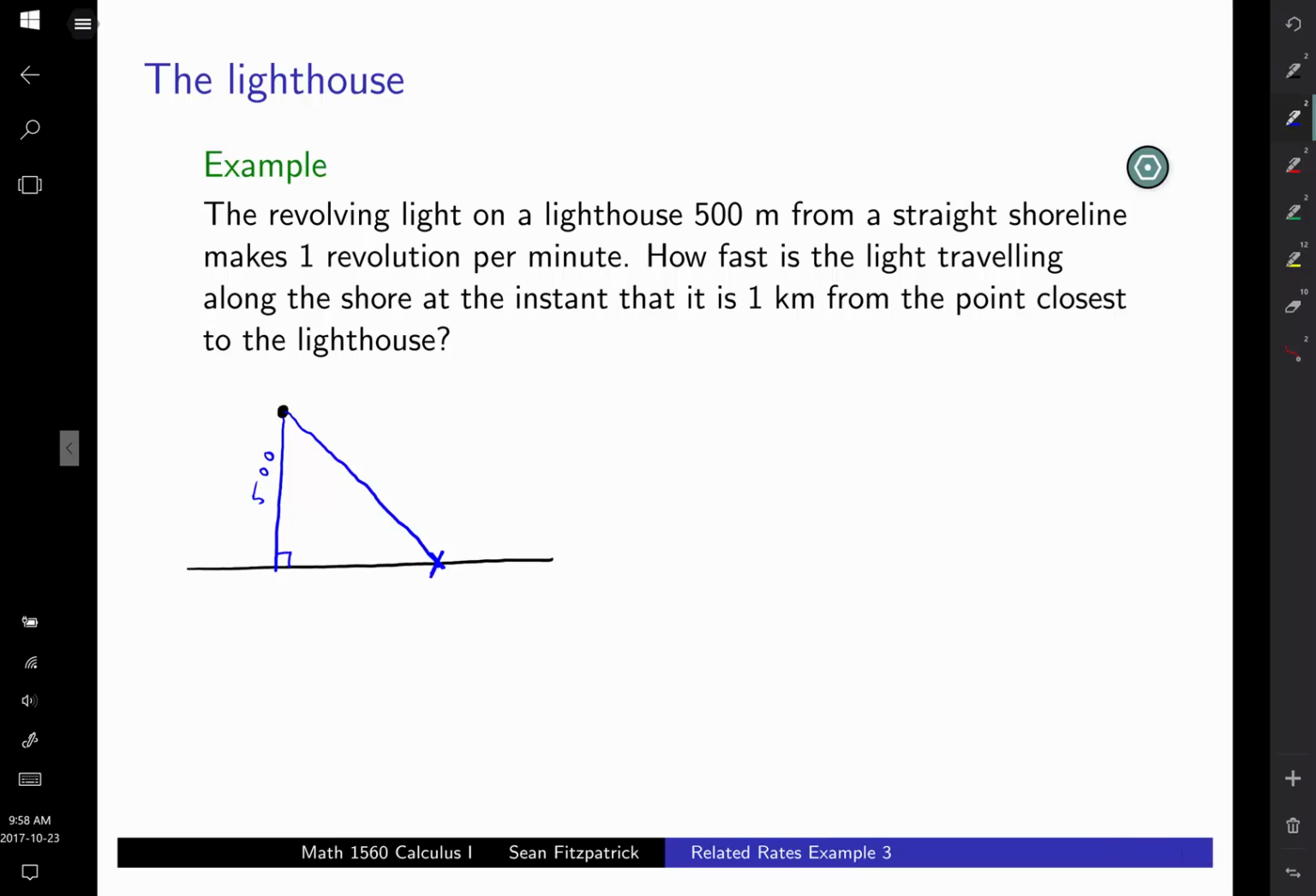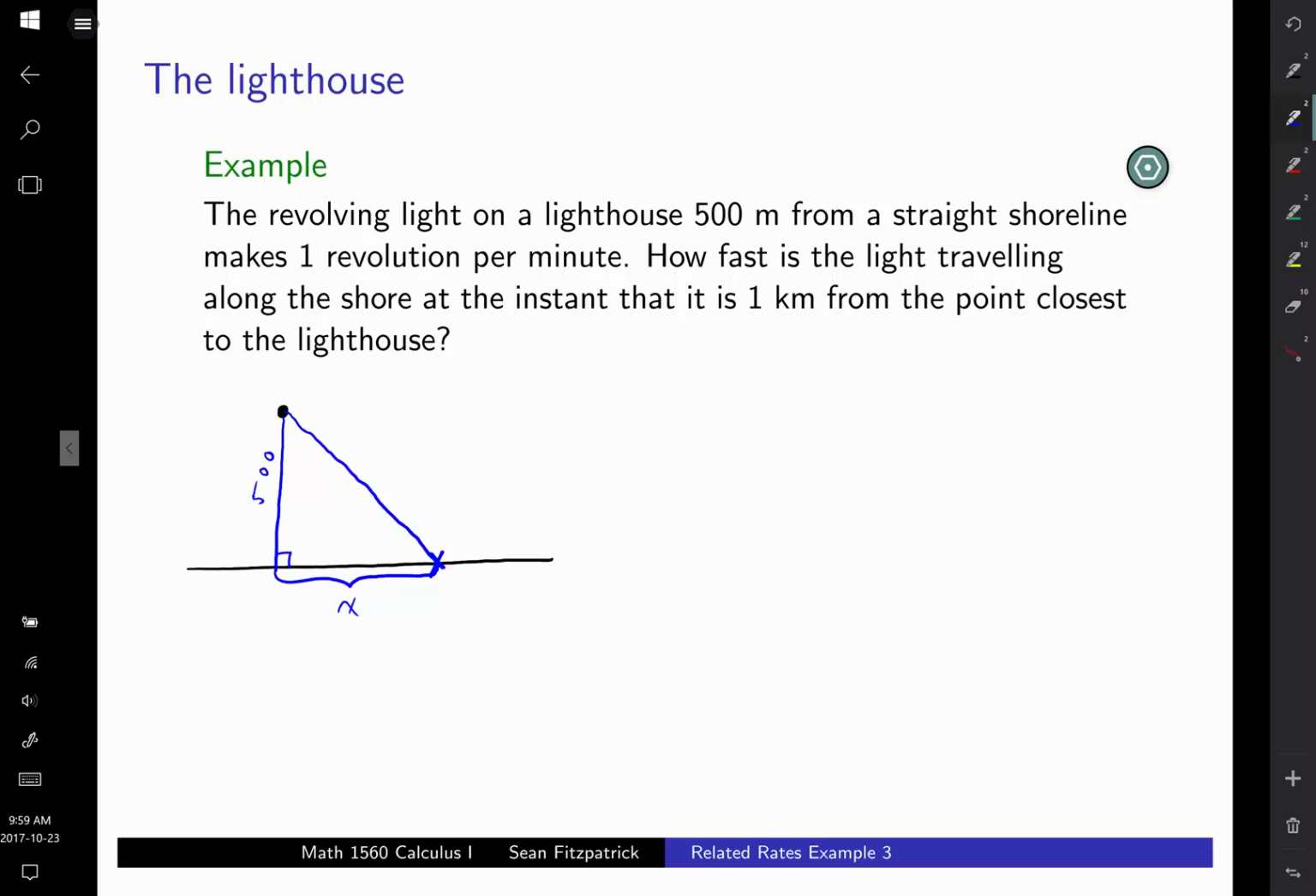And we want to know how fast the light is traveling along the shore at the instant that it's 1 kilometer from the point closest to the lighthouse. So what we're interested in is the rate at which this distance is changing. That's going to give me the speed that point is moving along the shore. So let's label that x. Okay, that's our distance.